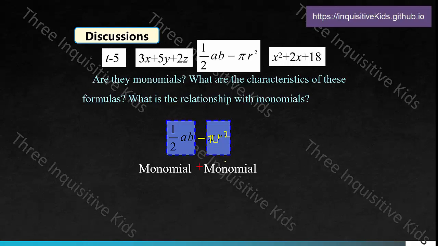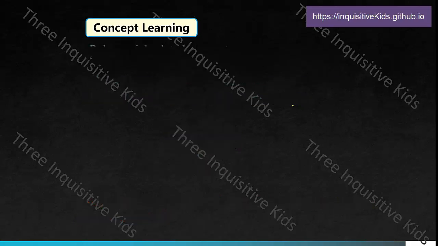This is monomial plus monomial. Remember, you can think of this term as a whole. The formulas above are all forms of two or more monomials. Interesting. So it's two monomials hooked together by some sort of operation. Addition or subtraction, it seems. So let's learn the concepts.